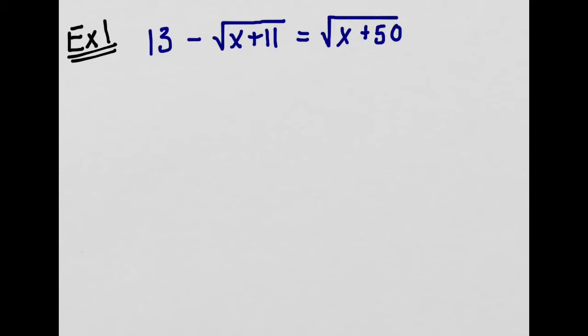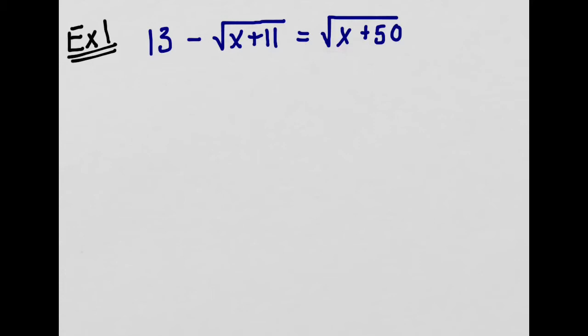As we read this across, as you can see, it looks pretty complicated. I have 13 minus the square root of x plus 11 equal to the square root of x plus 50. So this is what I mean when I say this is a radical equation where there is more than one radical in the problem. Obviously on the left-hand side you can see this radical, a negative root x plus 11, and on the right side you can see the other one, the square root of x plus 50. So we have two radicals.